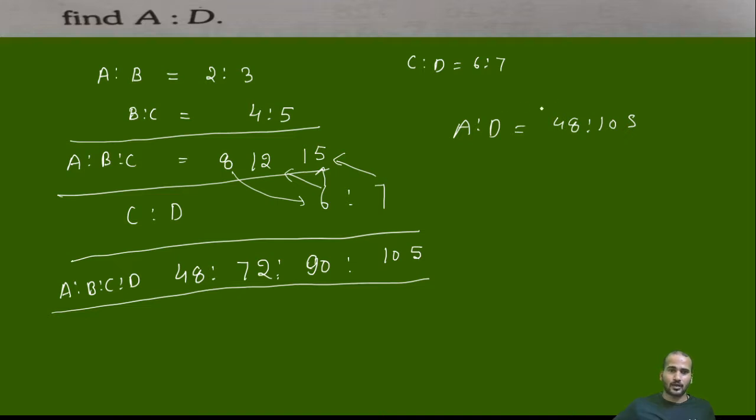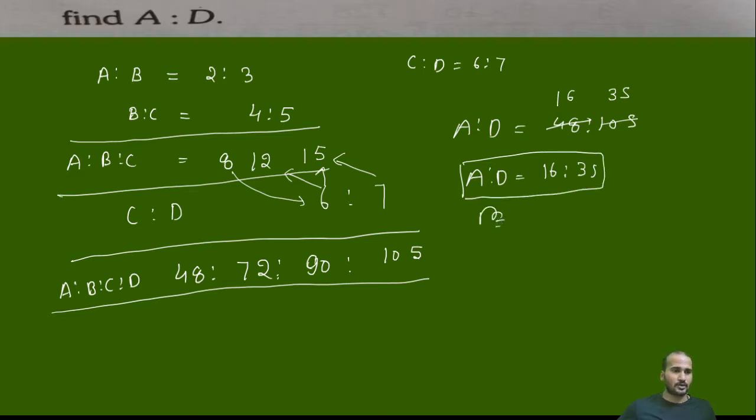How? 3 1s are 3, 3 6s are 18, and 3 3s are 9, and 3 5s are 15. So the ratio a to d is equal to 16:35, and this will be your answer.